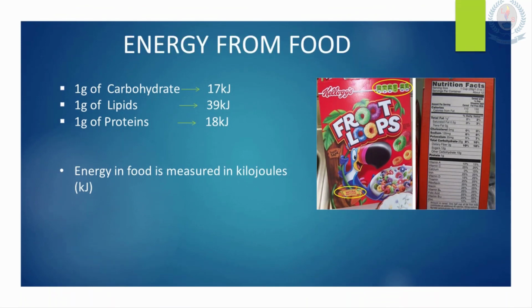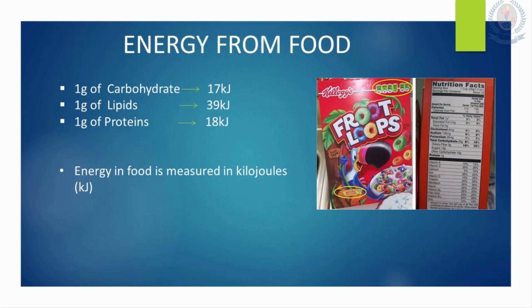Here we will see the energy content of foods. Different kinds of food contain different energy values. Energy content depends on the proportion of carbohydrate, lipid and protein that the food contains. Normally energy in food is measured using kilojoules. That means the standard unit for measuring energy in foods is the kilojoule.